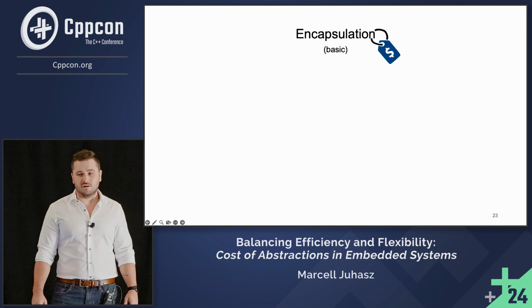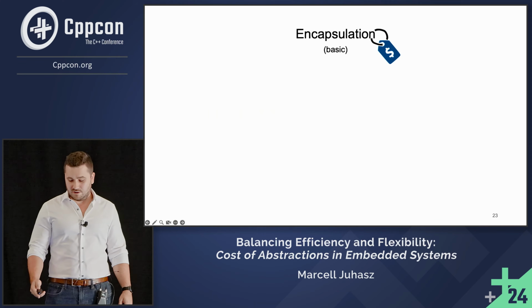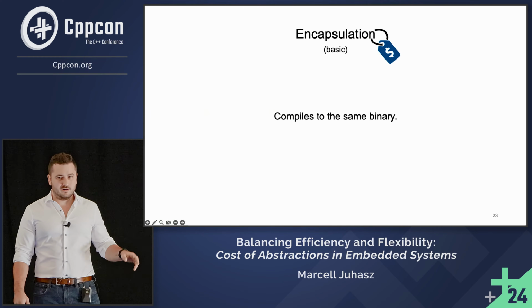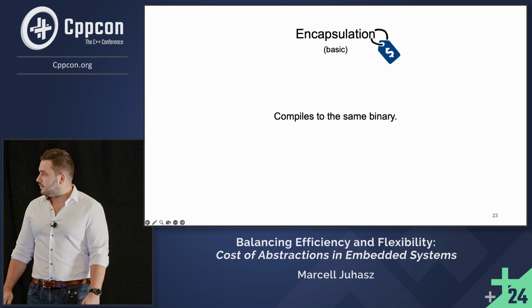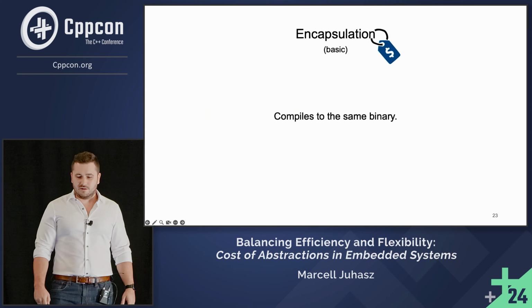But back to the original question. What price do we pay for this abstraction? The answer is nothing. It's free. It compiles to the same binary as the C code without the abstractions. And I think that this is quite a good price to pay for all of the benefits that we have just gained, like readability, maintainability, and testability.